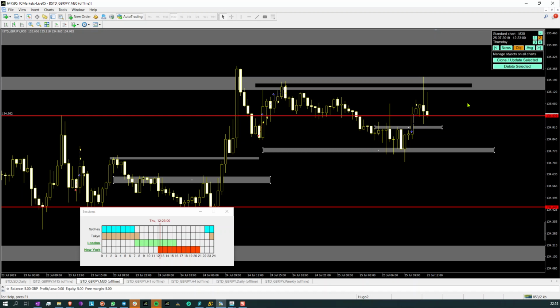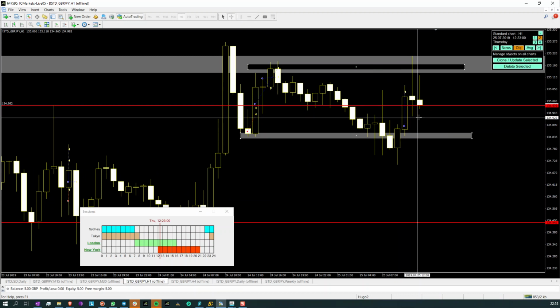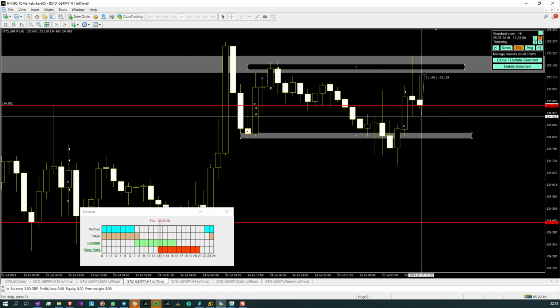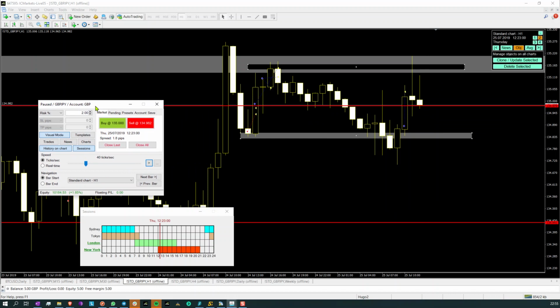But we already tested a high. How many pips here? 19. 15 as it is. And we are 23 minutes into the candle.